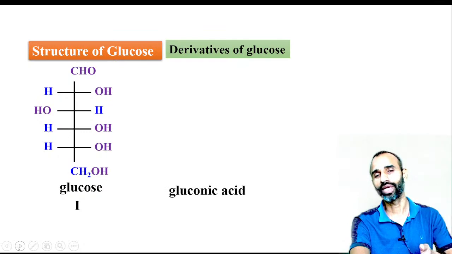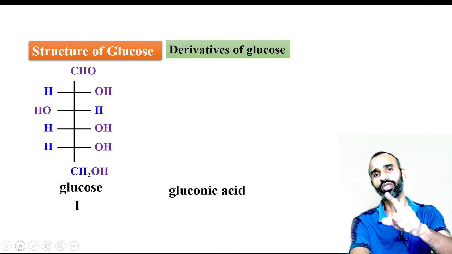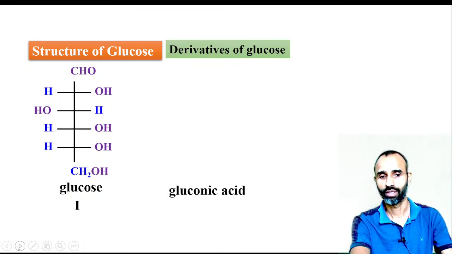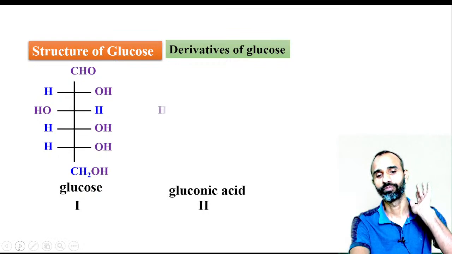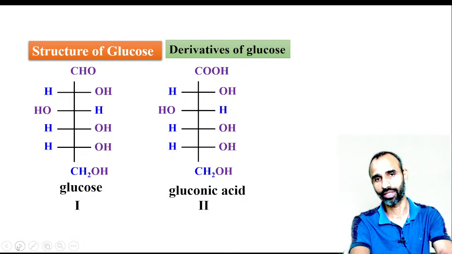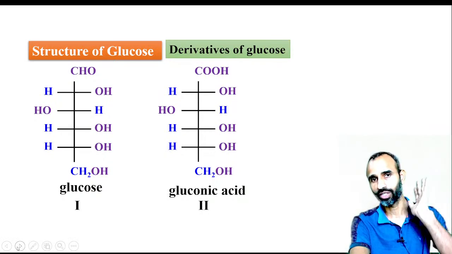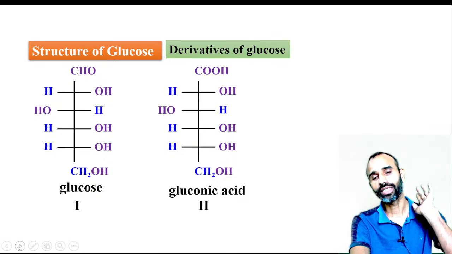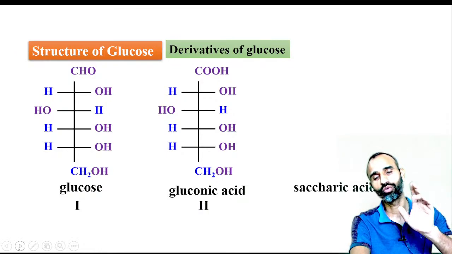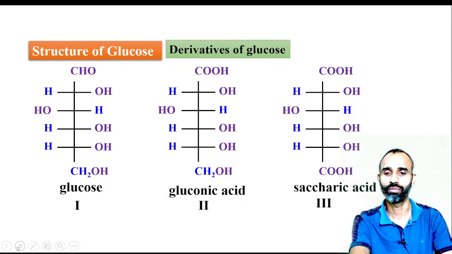Now in gluconic acid, only the first part, that is CHO, will change into COOH. The rest of the skeleton remains the same. Only the first carbon is different: in glucose this is a CHO group, in gluconic acid there is a COOH group. The rest remains the same. In saccharic acid, the first and last carbons both turn into COOH. The rest of the carbons remain as such.